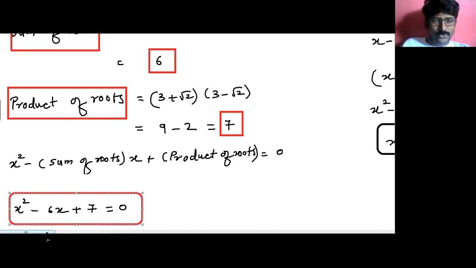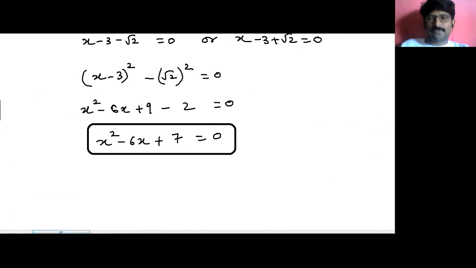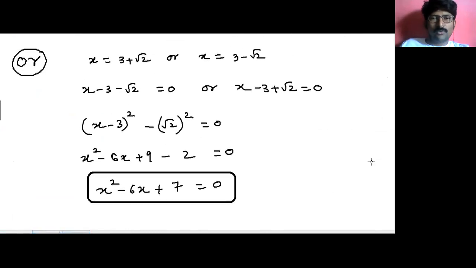Okay, now some people are asking, so what is that other method? Yeah, sure, I'll show you that other method also. So suppose you're using that other method, what you'll have to do, x is equal to 3 plus root 2 or x is equal to 3 minus root 2. These are the two roots. So just get these both terms on the other side. So you're going to get x minus 3 minus root 2 is equal to 0 or x minus 3 plus root 2 is equal to 0.